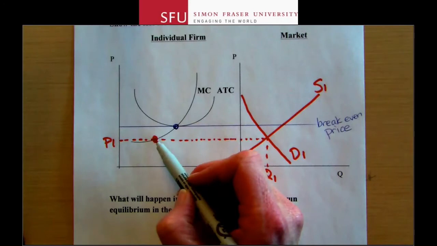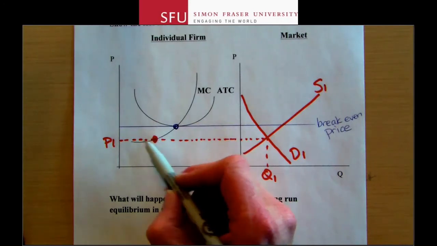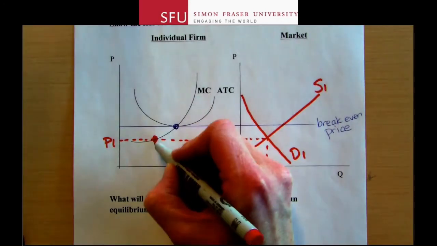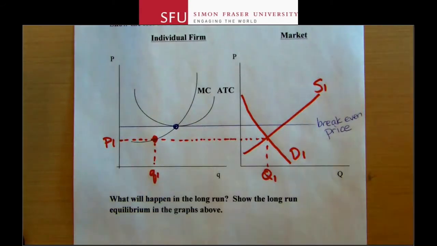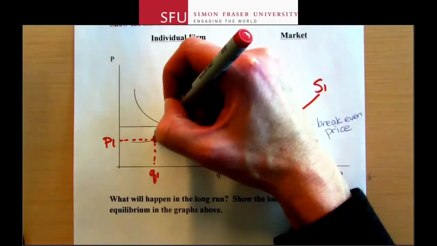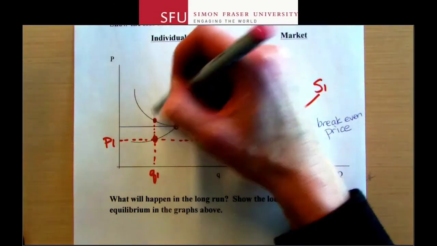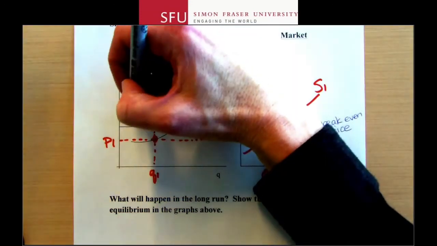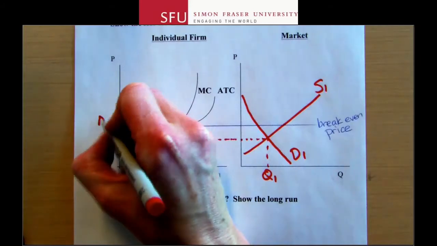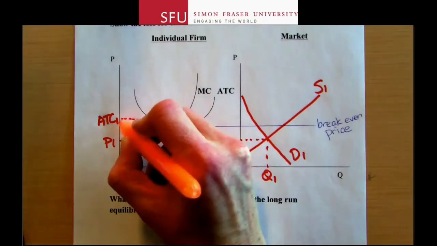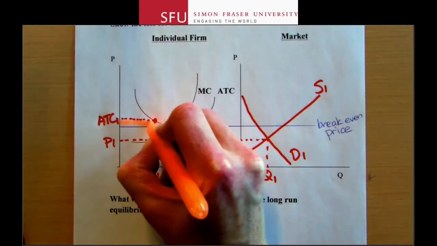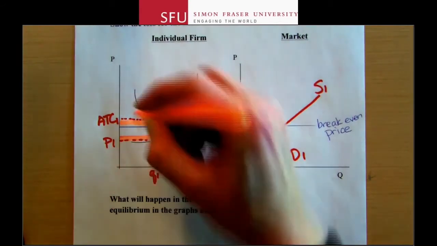So for the existing firms in this market, at that price, they will produce this quantity, so little q1. And then they're losing money though, because at that quantity, the average cost is up here. Okay, so the rectangle that's formed between that average cost and the price, that will be the loss.